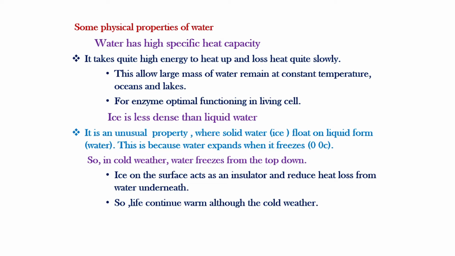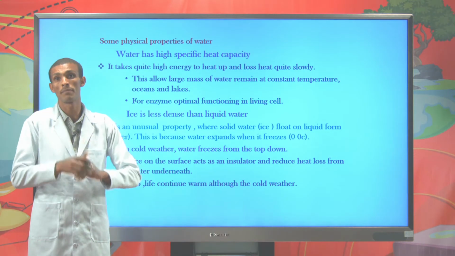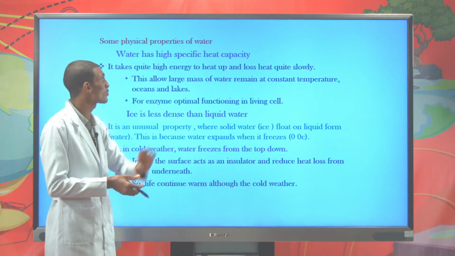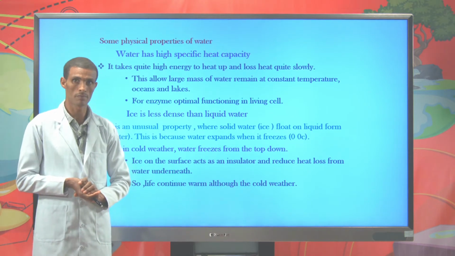For example, life that is found in large water bodies, like oceans, seas and lakes, is possible because water can remain at a constant temperature. And again, it is very important for enzymes found in living things to function at a constant or optimum temperature. This is the importance of the specific heat capacity of water.